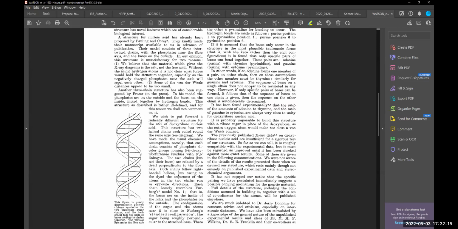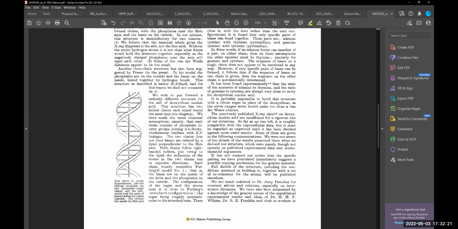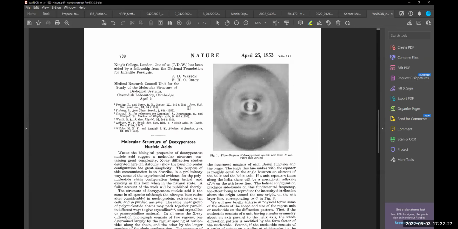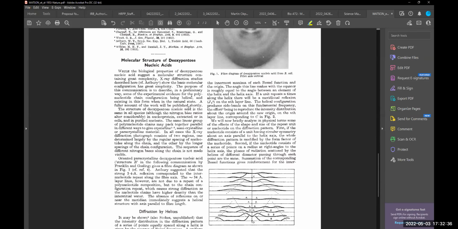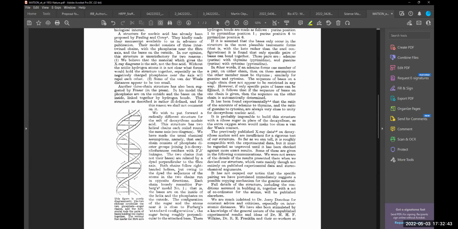And he talks about the previously published X-ray data. So I wanted to share this original paper with you, so that you get an idea what it takes to do something right. Yes, they were to the point with respect to the structure of DNA.